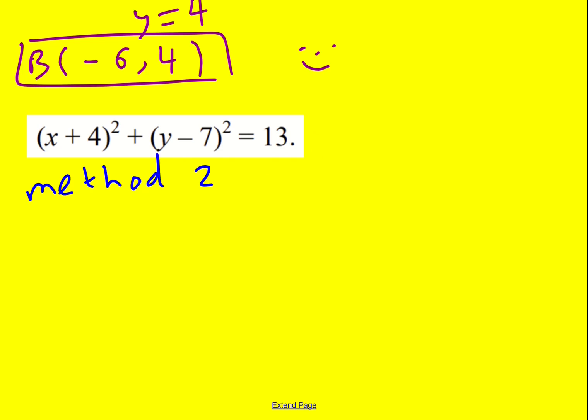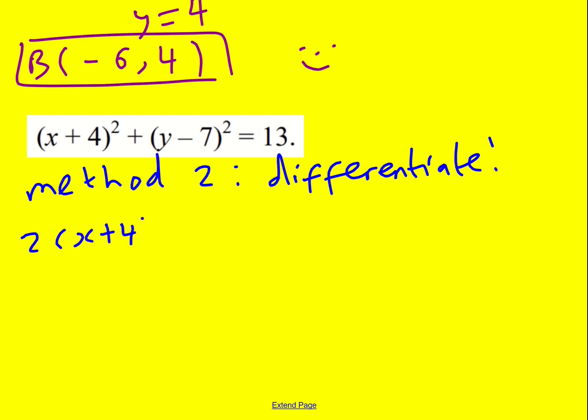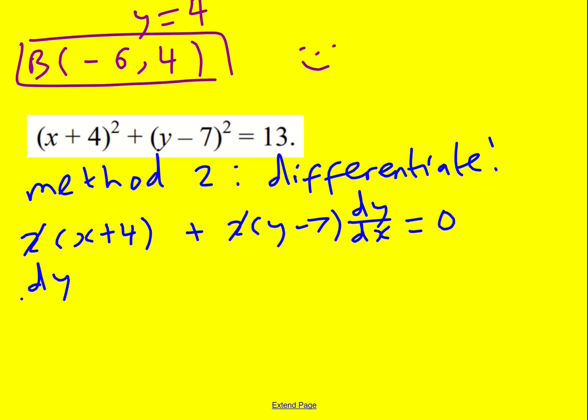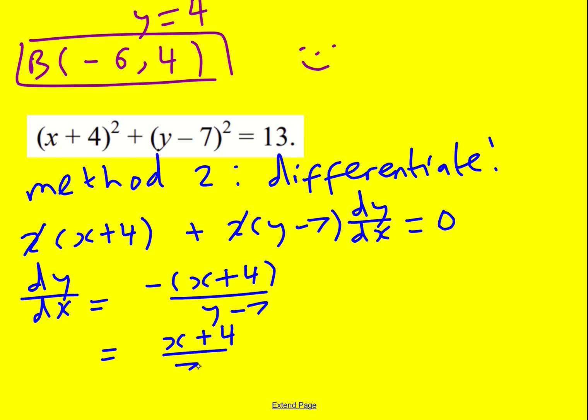This can be done by differentiating implicitly. So I don't even need to expand the brackets. I can just go for it. Method 2, differentiate. Okay, left-hand bracket's quite nice. Right-hand bracket's not too bad either. I can cancel out these 2's. And then I can subtract the x plus 4, divide through by y minus 7, which we could write as x plus 4 over 7 minus y.